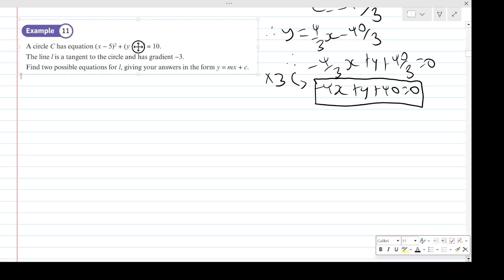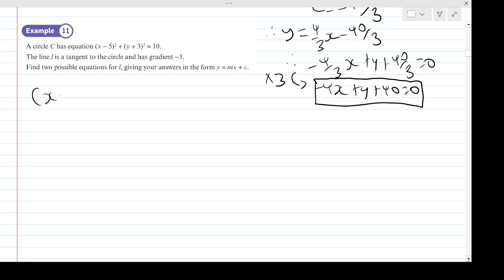Let's just read the question. So we've got that equation of the circle. The line L is a tangent to the circle and has gradient minus 3. Find two possible equations for L. Okay. So again, I think in this particular case it's a lot more effective to do the algebra method. I think it's a far simpler method. So I'll demonstrate the other method that I talked about last time here.